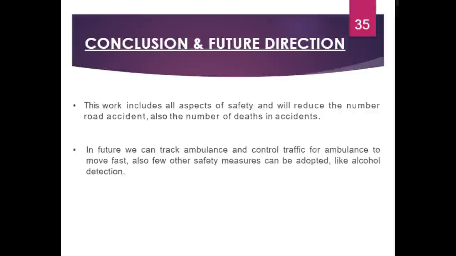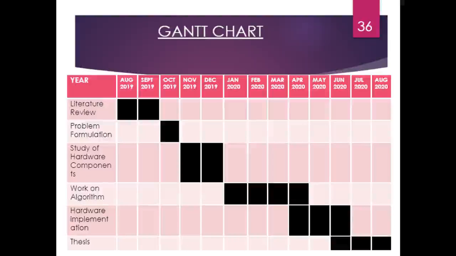A few other advanced uses of sensors, such as an alcohol sensor to detect if the driver is under the influence of alcohol or not, can be used. So this is the Gantt chart. It shows the division of the work that has been done through the entire year. In the first 6 months, literature review, the theoretical background of the sensors, and the testing of the sensors were done. And in the next phase, the hardware implementation and the designing of the thesis was done.